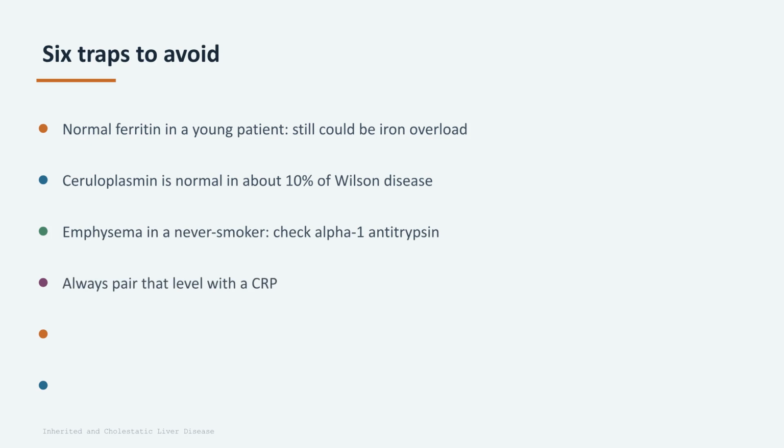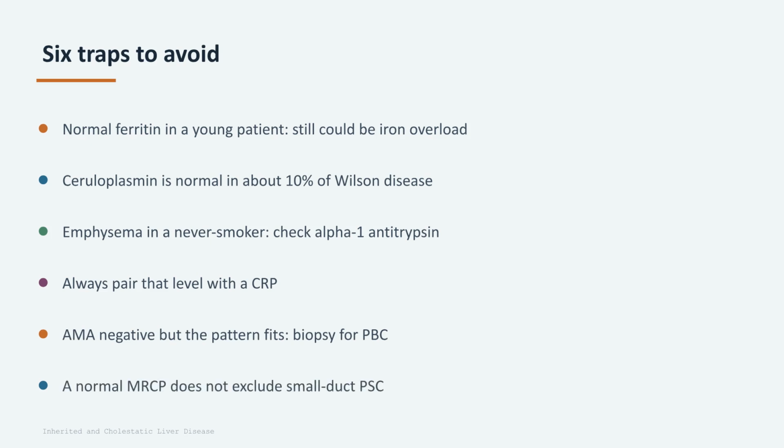4. Always pair that level with a C-reactive protein, because inflammation can mask a deficient level. 5. An antibody-negative patient can still have primary biliary cholangitis. And 6. A normal MRCP does not exclude small duct sclerosing cholangitis.